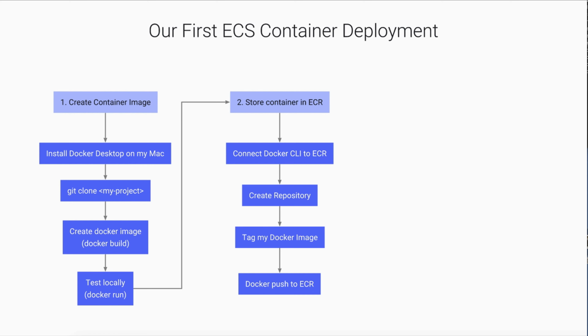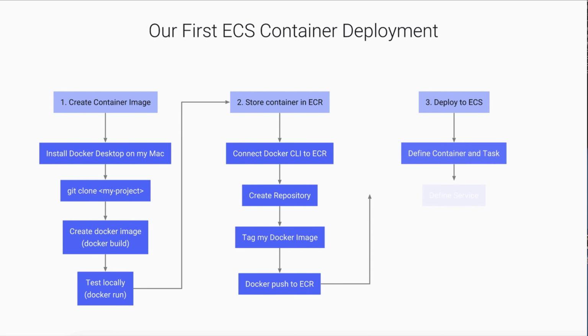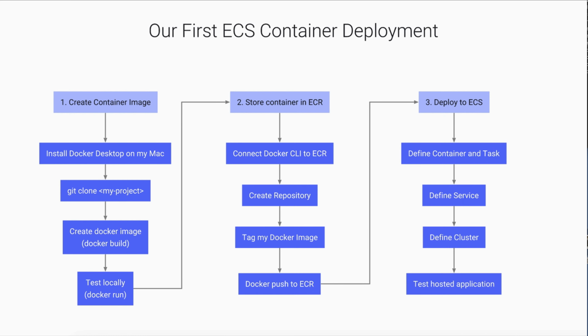You can actually get the Docker CLI to connect to the repository. You can get credentials from ECR, give that to the CLI. So first though, in ECR, we need to create the actual repository. Then the next step is to tag the Docker image I created locally, and then push that to the repository. Okay, now I'm actually ready to deploy it.